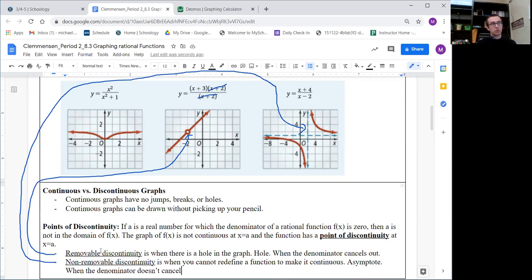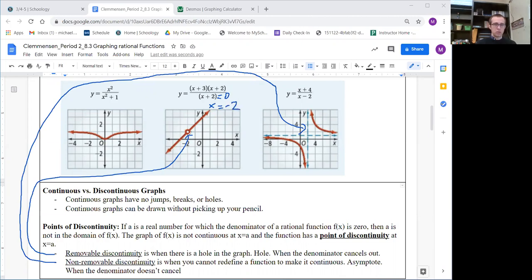Are there any questions on what a removable discontinuity or a non-removable discontinuity are in terms of this? Someone asked a great question. Someone asked, can you explain why the hole is at 2 again? So again, it's at -2. Specifically because I set this denominator, we'll see later on, we set this denominator equal to 0 and we solve. So we go x plus 2 equals 0. So x equals -2 when we solve that.